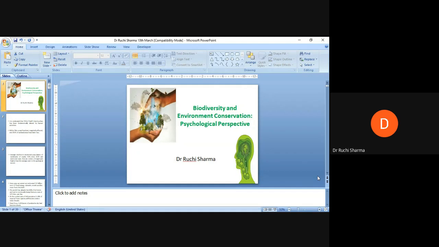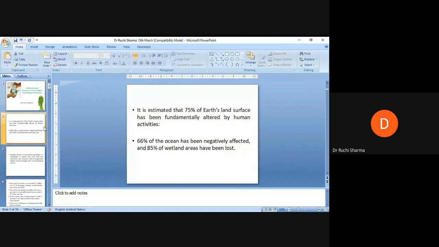Dear participants, we have done deliberations on biodiversity and conservation from the scientific perspective, and there were various speakers who have thrown light on the conservation as well as the biodiversity aspect in different ways. My session is going to be from the psychological perspective. I'm going to explain the concept of biodiversity and environment conservation.